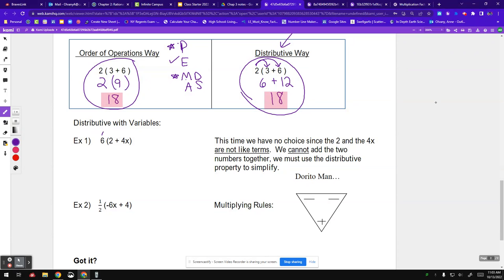So we're going to distribute: 6 times 2 is 12, plus 6 times 4x. 6 times 4 is 24 with the x. And then we're done. Remember that simplify means no like terms. Are either of these like terms? No, they don't both have an x, and no parentheses. So I'm done. That is simplified. It is an expression because there's no equal sign, and I can't get an answer until someone tells me what x is. All right.